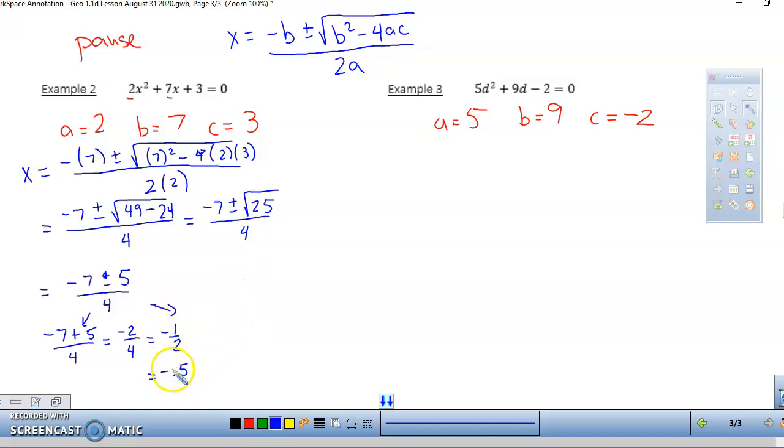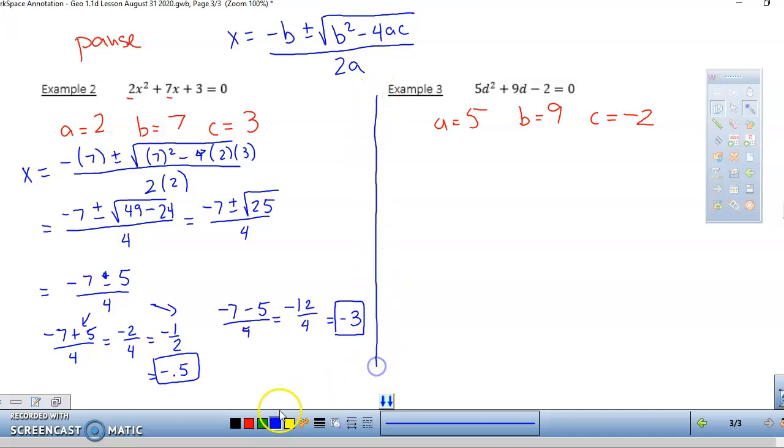So I'll just leave it as -0.5. The other one, again, would be -7 minus 5 over 4. -7 minus 5 is -12 over 4, which is -3. So there's my other solution. Okay, over here, let me do a different color. So what I want you to do, again, is pause and try to fill in the 3 numbers into the quadratic formula.